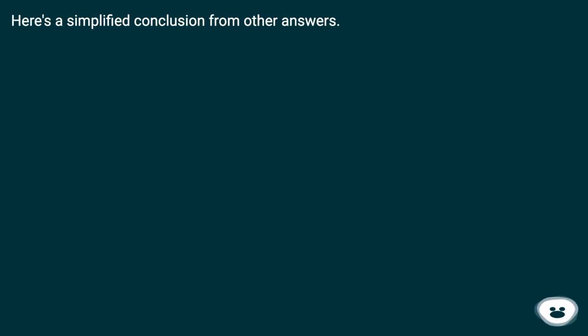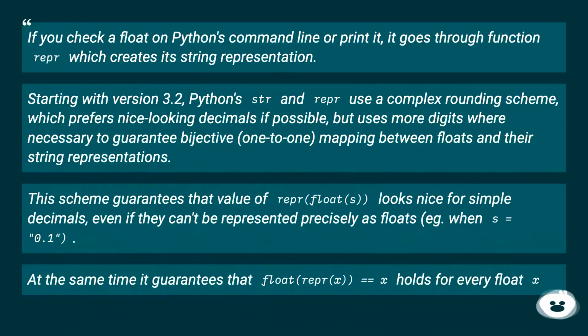Here's a simplified conclusion from other answers. If you check a float on Python's command line or print it, it goes through function repr which creates its string representation. Starting with version 3.2, Python's str and repr use a complex rounding scheme, which prefers nice-looking decimals if possible, but uses more digits where necessary to guarantee bijective, one-to-one, mapping between floats and their string representations. This scheme guarantees that the value of repr of floats looks nice for simple decimals, even if they can't be represented precisely as floats, e.g. when x equals 0.1. At the same time, it guarantees that float(repr(x)) == x holds for every float x.